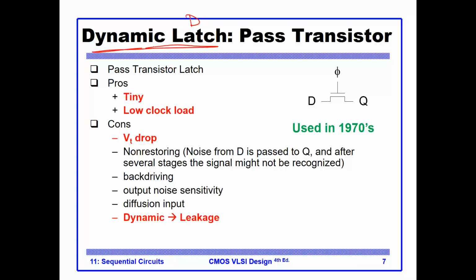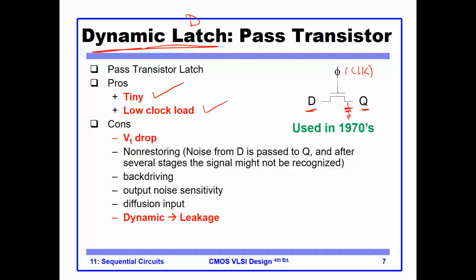The dynamic D-latch really is based on using a pass transistor. Here is your data, here is your output, and the output is saved on the diffusion capacitance of the pass transistor. Again, this is our clock. They like to use phi as a clock in your textbook. Somebody might say, is this enough? Well, this is an old latch. Nobody uses this latch anymore because of many problems. Let's talk about the good things about it. It's tiny. It has a low clock load. You can see one transistor, an NMOS, needs a clock on its gate.